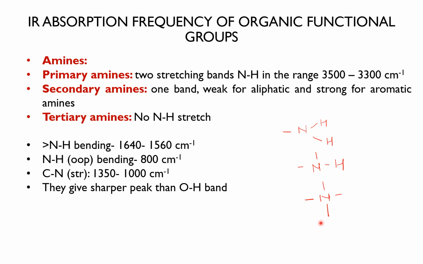And for tertiary amine, we don't get any band in NH stretch region, because there is no hydrogen attached to nitrogen atom. Apart from that, we get bending vibration for NH in the range of 1640 to 1560 centimeter inverse, and then out of plane bending at around 800 centimeter inverse, and carbon nitrogen single bond in the range of 1350 to 1000 centimeter inverse. So generally, hydroxyl group and NH group, they show band in the same range, but NH bands are sharper than OH bands. OH bands are generally broader.